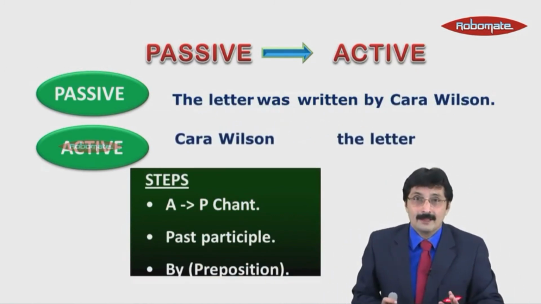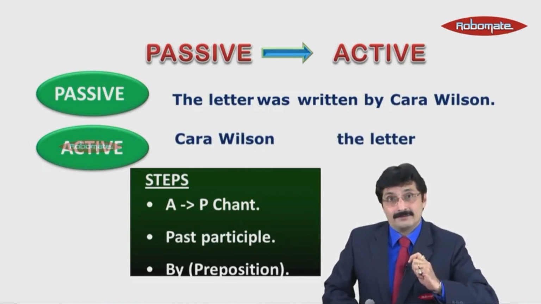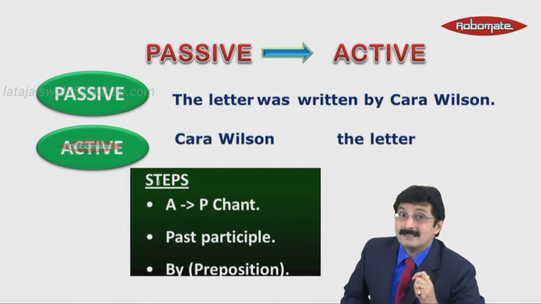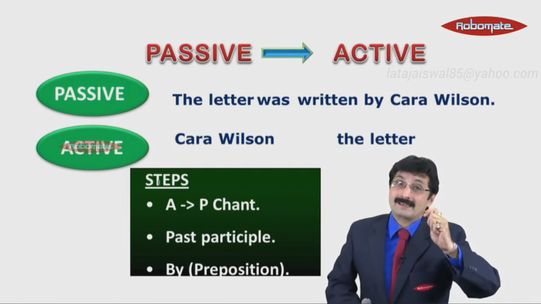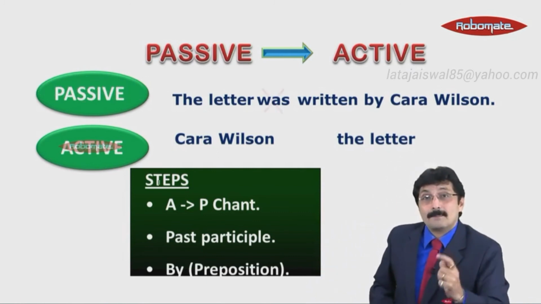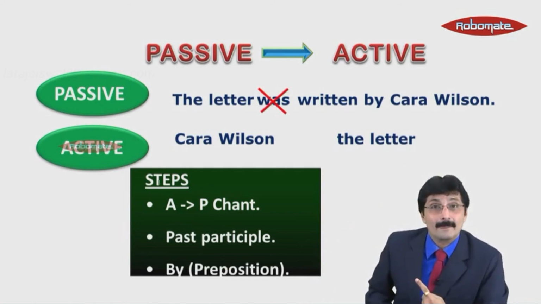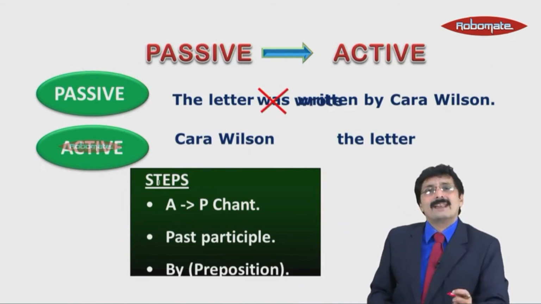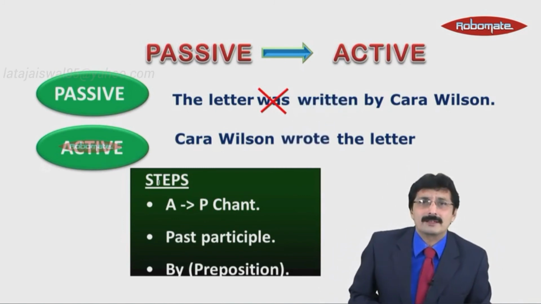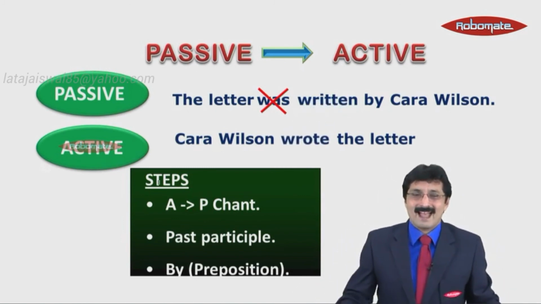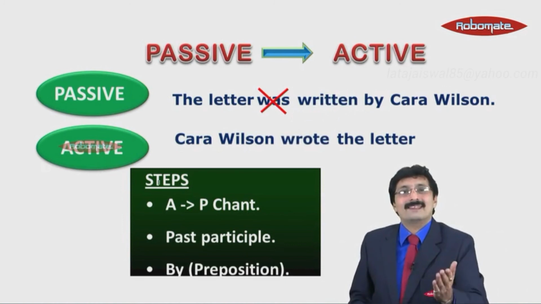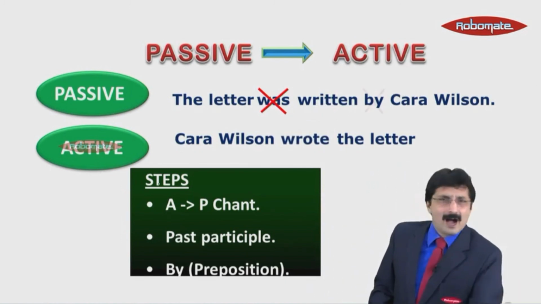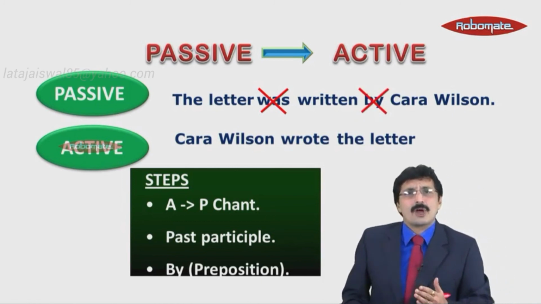Fair enough. Now, in the active, present tense active, am, is, are passive, past tense in active, was, were in passive. And as you can see, in the passive, was is there. That means my active voice will have to have the past tense. Very simple. The past tense of was written is wrote. And so, here we are with the answer. Caro Wilson wrote the letter. A quick look at this topic again.